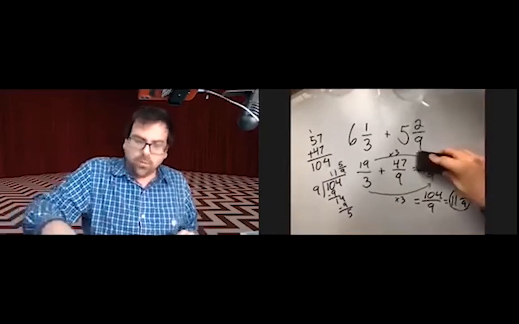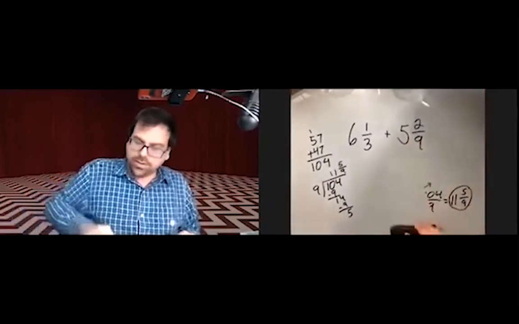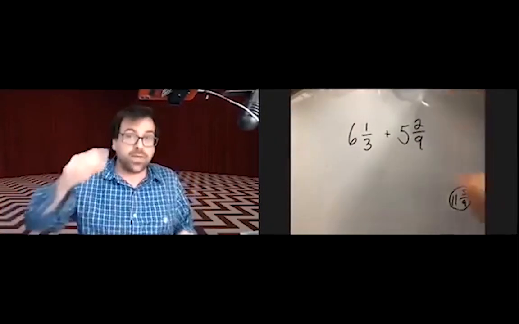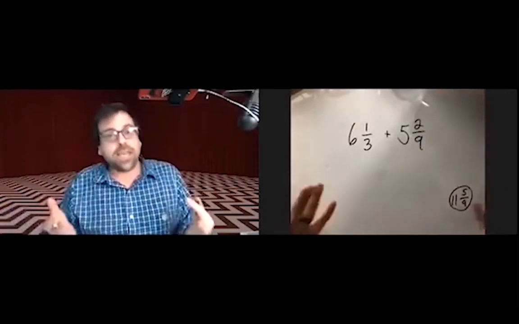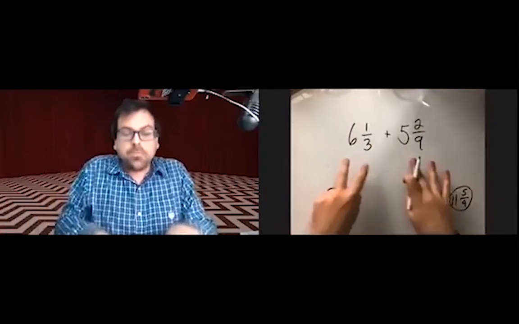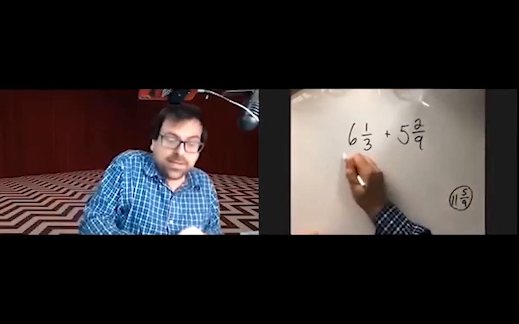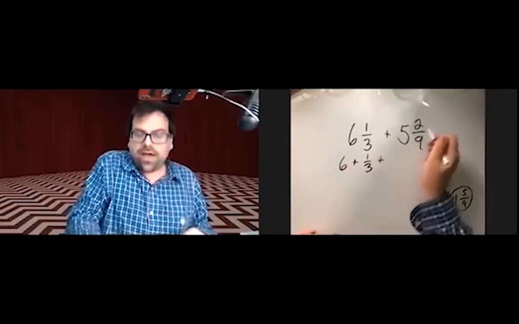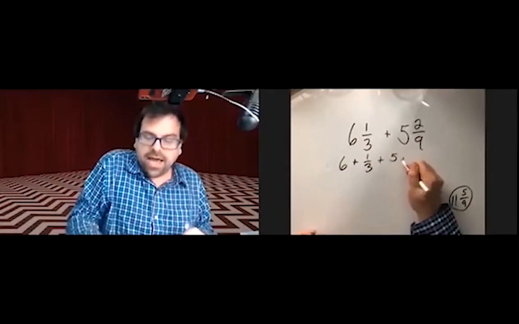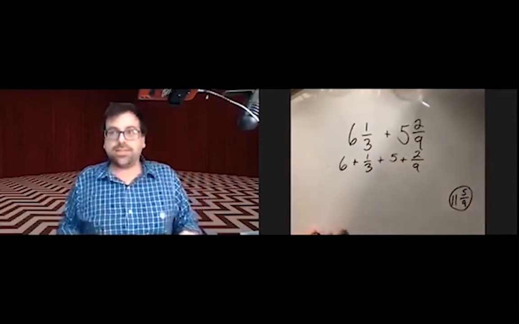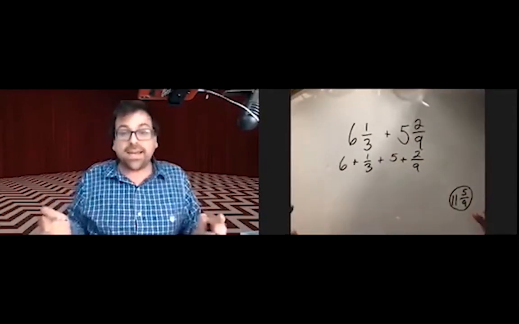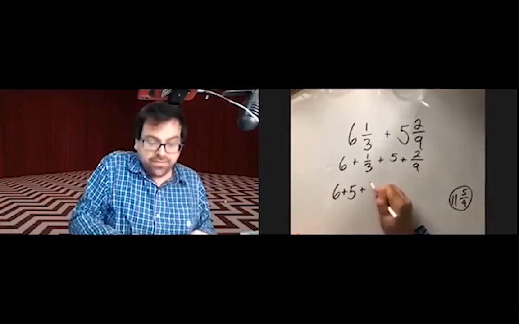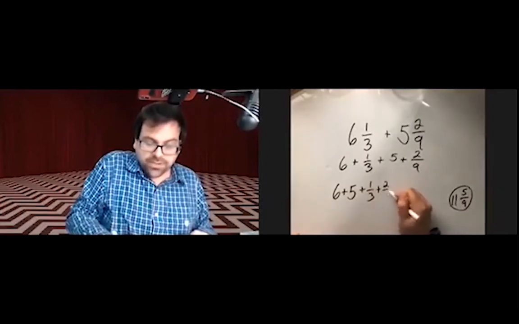But my point in the beginning was with addition and subtraction of mixed numbers, we don't have to go that route. With multiplication, we would get the wrong answer. But keep in mind that a mixed number, 6 1/3 means 6 plus 1/3. 5 2/9 means 5 plus 2/9. And we can add in any order. So if we change the order around, this would be 6 plus 5 plus 1/3 plus 2/9.